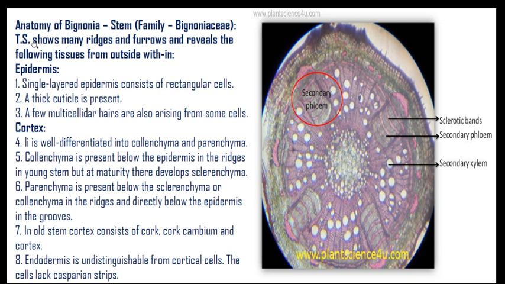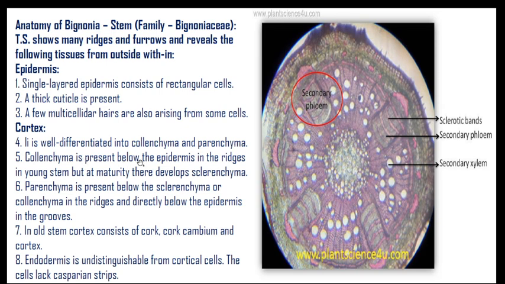So this TS shows many ridges and furrows and reveals the following tissues from outside to inside. First of all, this Bignonia stem shows single layered epidermis which consists of rectangular cells. Then a thick cuticle is present above the epidermal layers. A few multicellular hairs are also arising from some cells. The cortex is well differentiated into collenchyma and parenchyma.